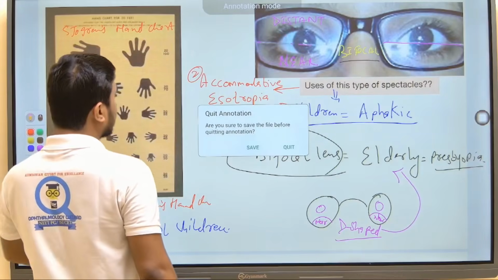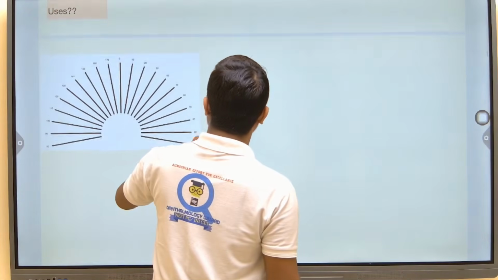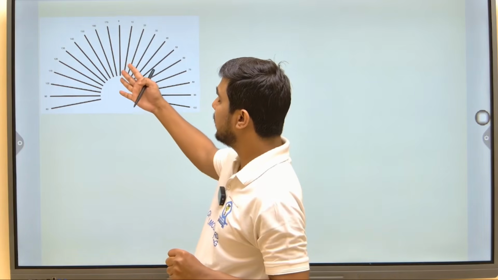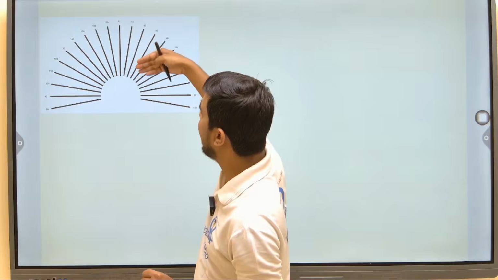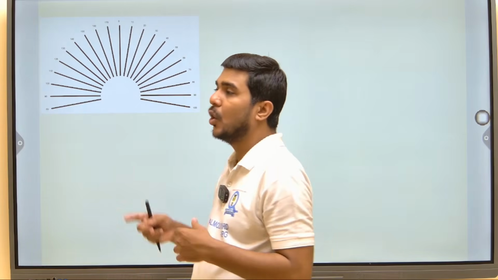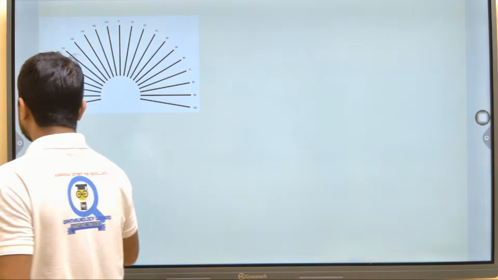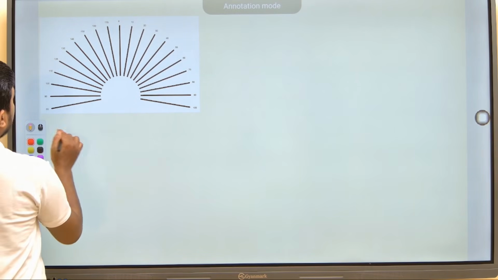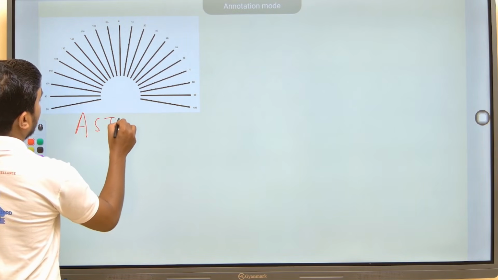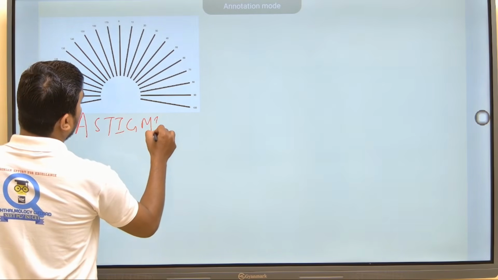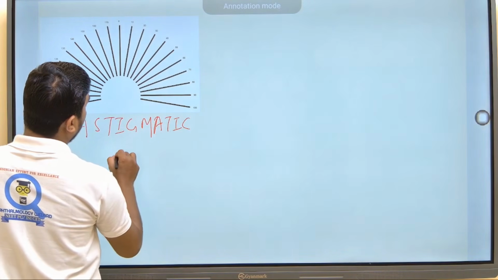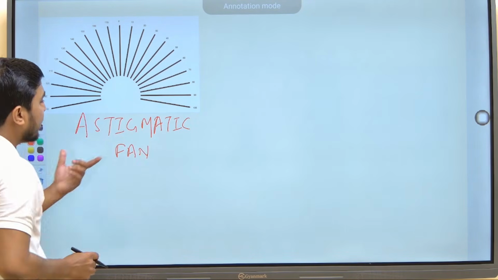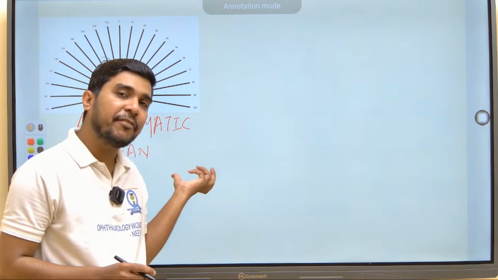Now this is the last image of the optical portion of the ophthalmology. That is important. What is this image? You can see there is a black line expanding like a fan. What is this fan? What is this image called or instrument called? This instrument is called astigmatic fan.